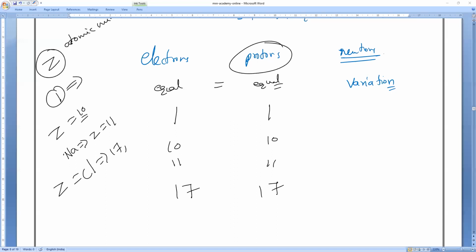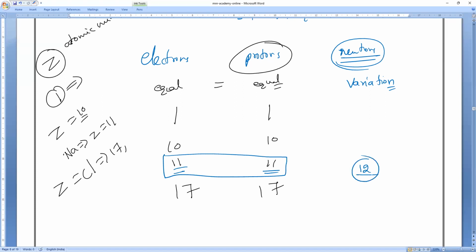Do you understand, everybody? The number of neutrons will vary slightly. For example, sodium: number of protons is 11, number of electrons is 11, but the number of neutrons is 12, so 1 extra. Now chlorine: number of electrons is 17, protons 17, and neutrons 18. So totally 18 plus 17 is 35. Like that it will vary.